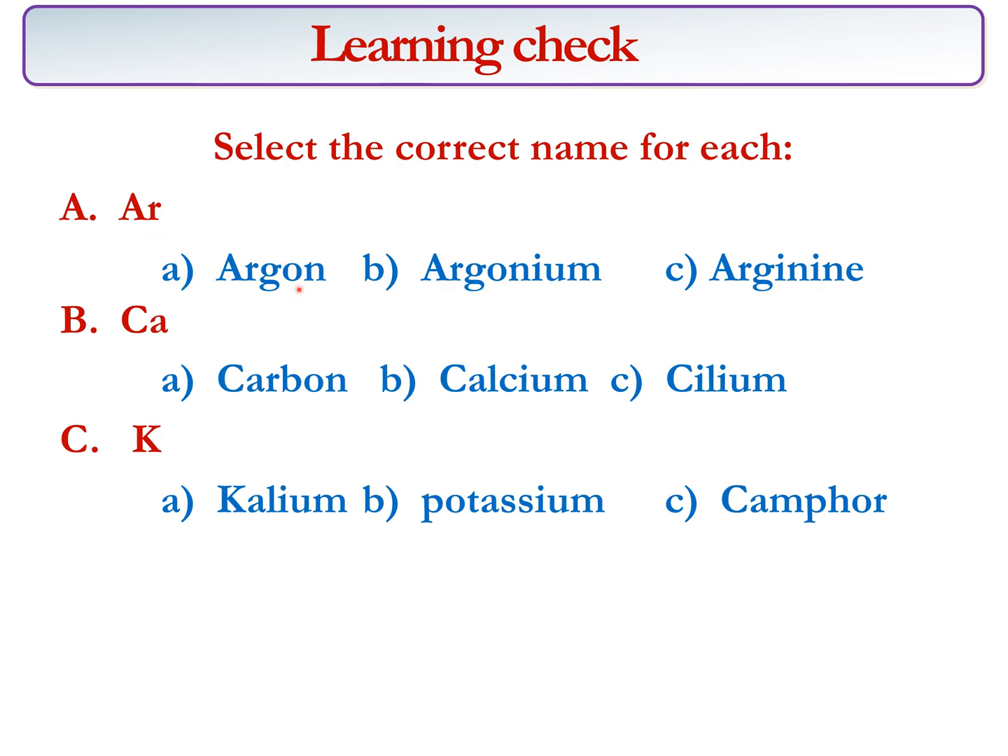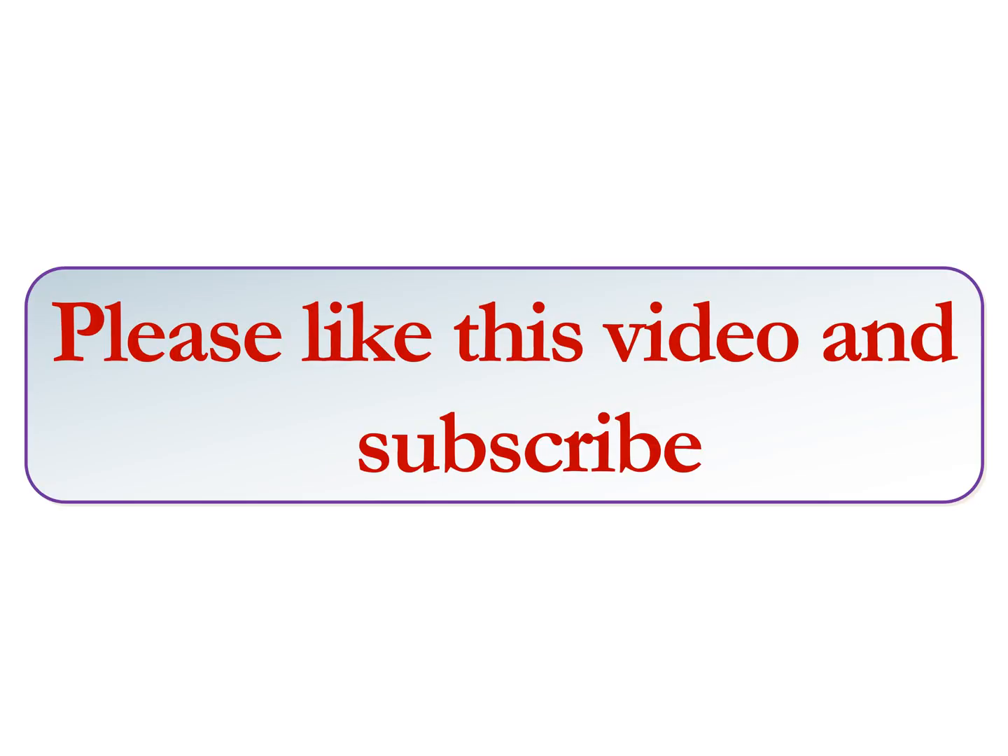Ar is argon. Ca, is it carbon, is it calcium, or is it cilium? The correct answer is calcium, which is B. It cannot be carbon because the chemical symbol for carbon is C. K is potassium. It is not kalium and it is not camphor.